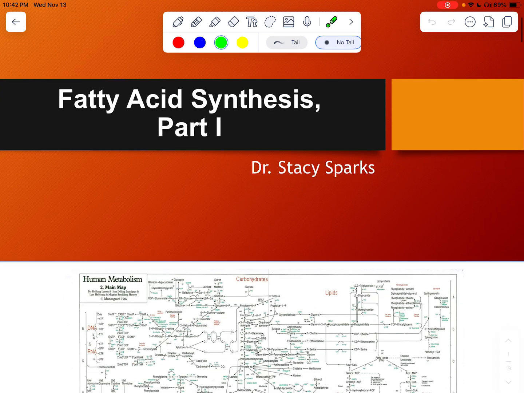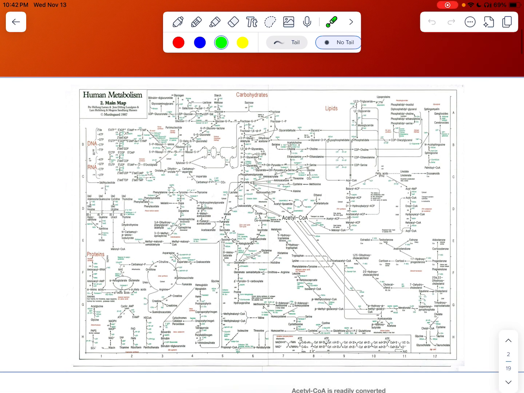So let's take a look at where we are. We have talked about metabolism. We have talked about fatty acid degradation. And now we want to talk about synthesizing fatty acids for storage.